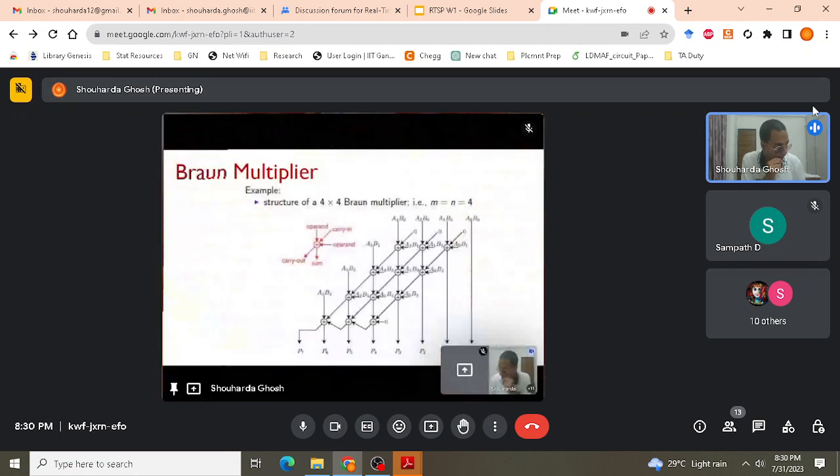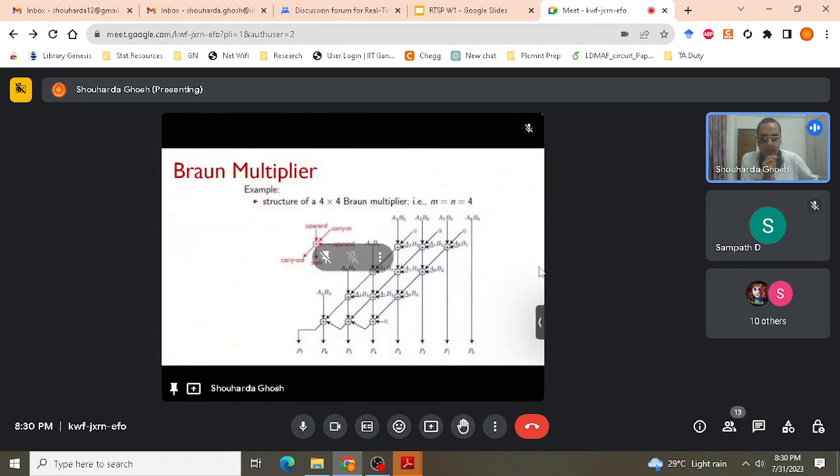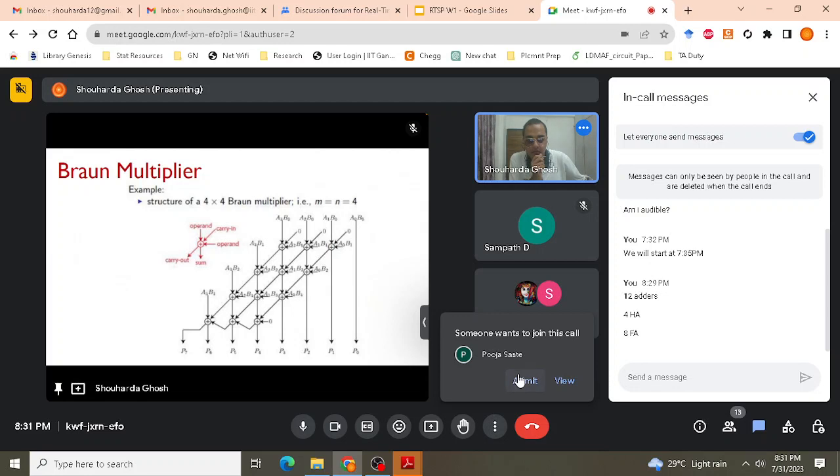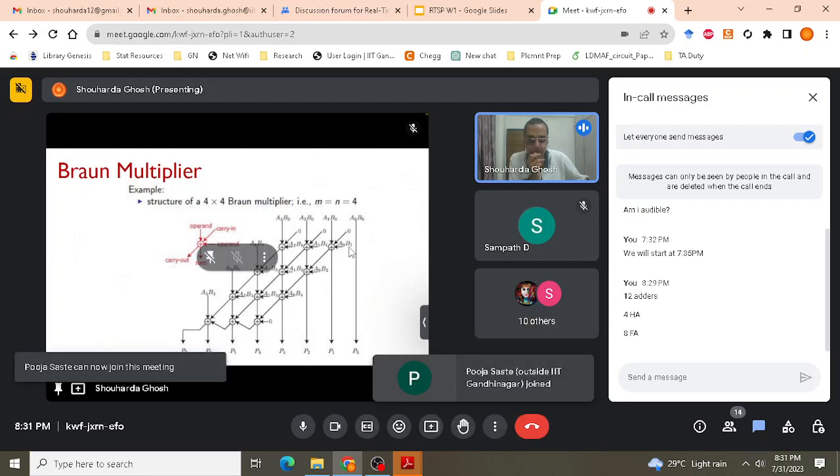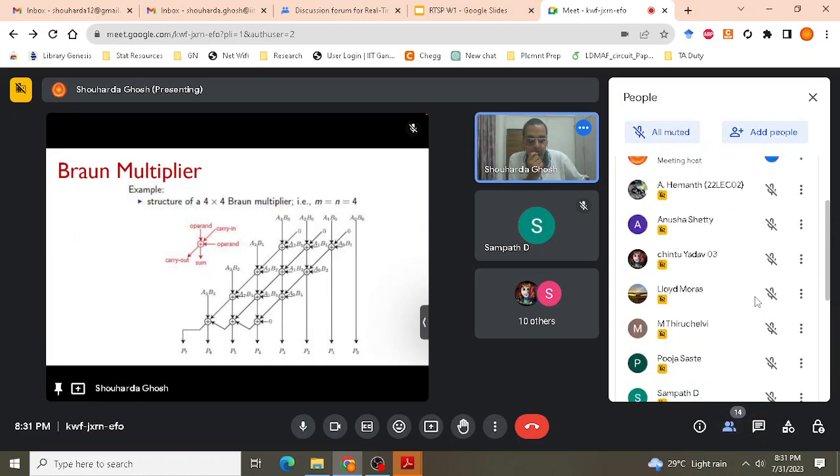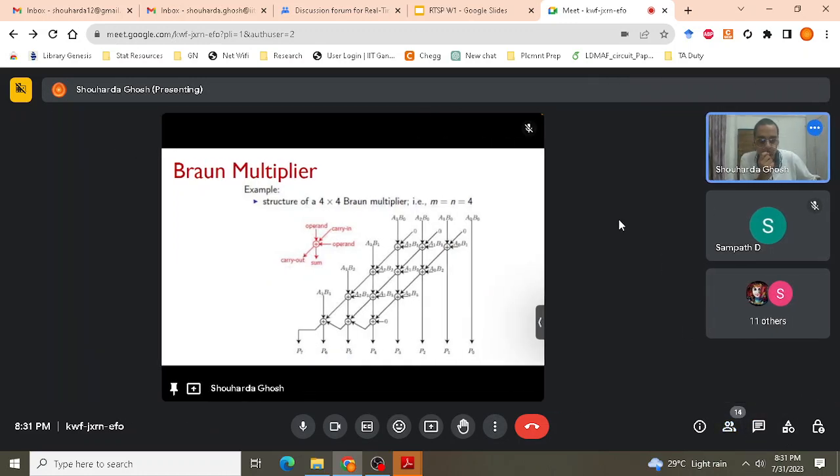Okay, so going back to our diagram. I hope everybody is clear with this. Does anybody have any issue with the Braun multiplier? Yeah, does anybody have any issue with the Braun multiplier over here? No, Sampath, am I audible? Yeah, audible, sir. No issues. Okay, no issues, then I am proceeding forward. I need some active participation from other participants as well.